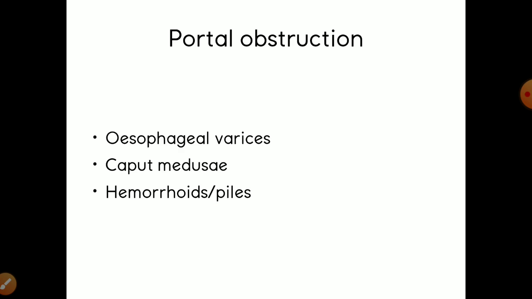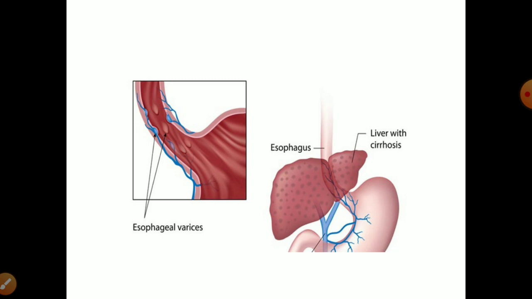So what happens in portal obstruction? In portal obstruction, it will lead to esophageal varices, caput medusae in the anterior abdominal wall, and hemorrhoids or piles in the anal canal.